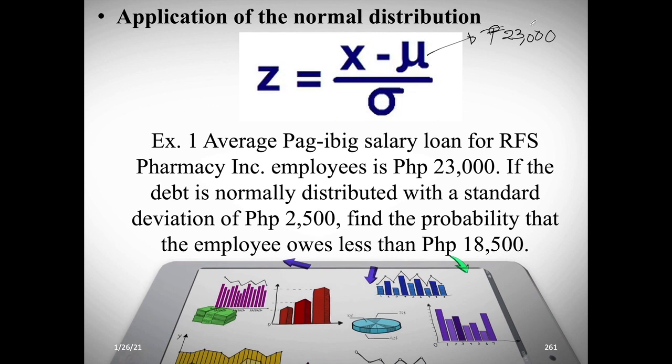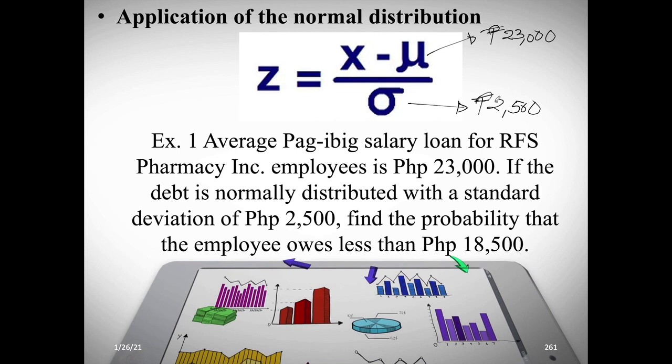And if the debt is normally distributed, assuming their debts, when plotted in a graph, normal distribution yung lumabas, yun yung assumption, with a standard deviation of 2,500. Again, standard deviation is a measure of volatility. In our case, ang pinag-uusapan natin is yung credit, yung utang nila. So, plus minus 2,500 ka on their specific data, on their specific utang. Now, yun yung katumbas nito.